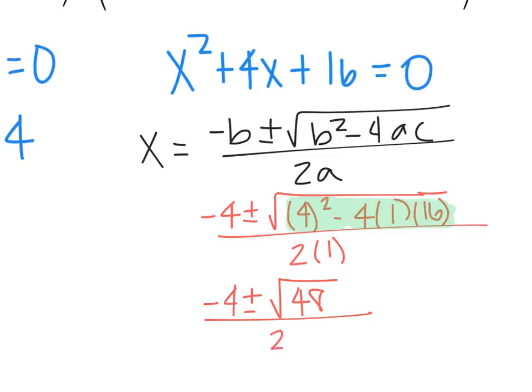Oh, sorry, negative. You're right. I just didn't write that. I apologize. So negative 4 plus or minus the square root of negative 48 divided by 2. Can I take the square root of negative 48? No. So I know now what it's going to be.